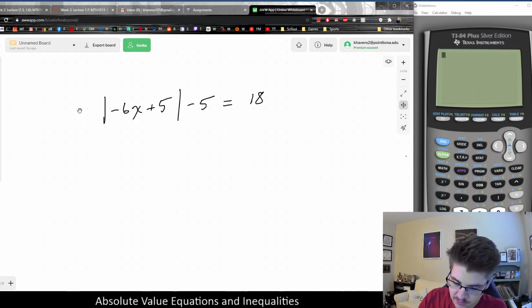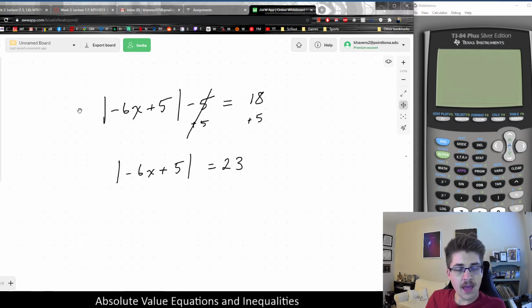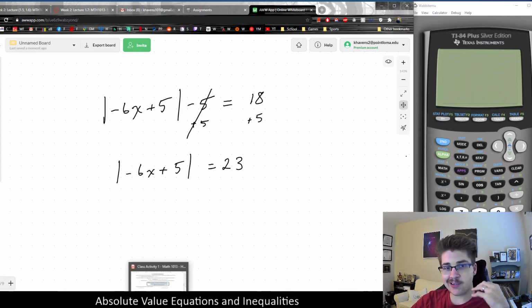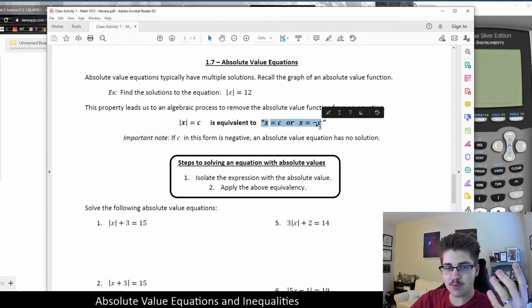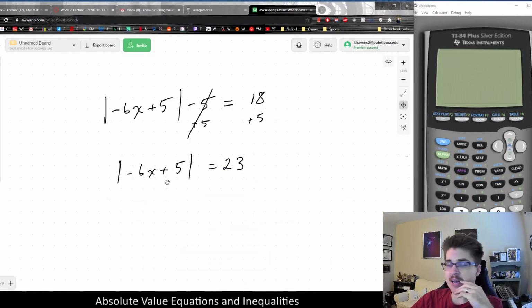But in this case, I could add 5 to both sides because that is not inside the absolute value. That would leave me with the absolute value of negative 6x plus 5 is equal to 23. At this stage, we have to apply what I call the equivalencies, which are a way to get rid of the absolute value in an equation, because as I said in class, you're not allowed to simply cancel it or make it positive. Those sorts of things don't work.